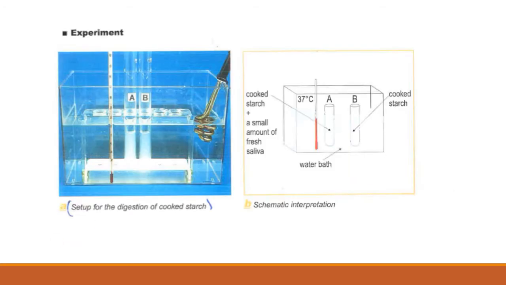In the activity in your book, document A and B show an experiment about the digestion of cooked starch. Both tubes A and B are placed in a water bath at 37 degrees Celsius. Both tubes A and B contain cooked starch, but Tube A contains, in addition to cooked starch, a small amount of fresh saliva.